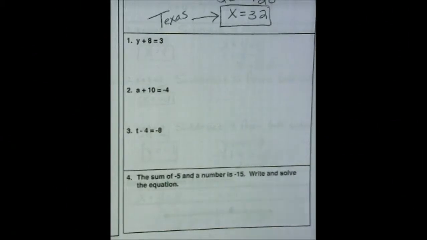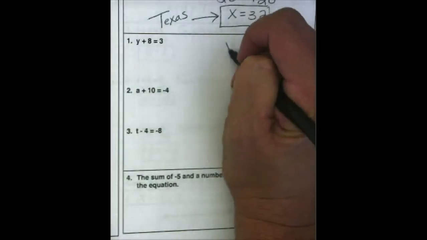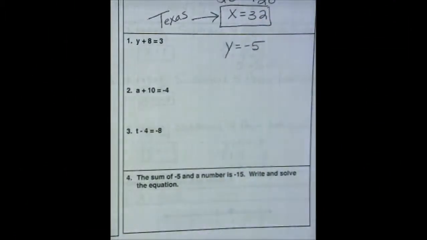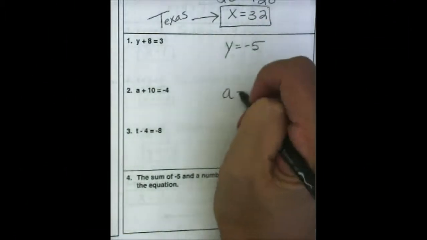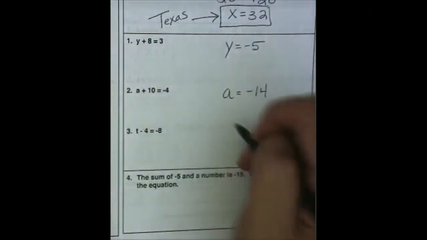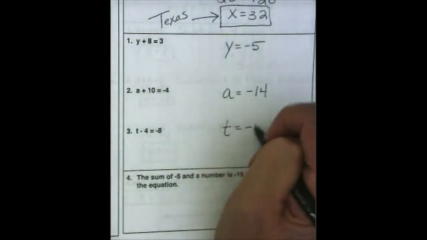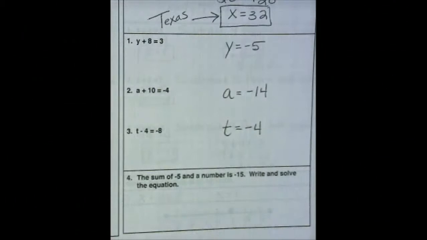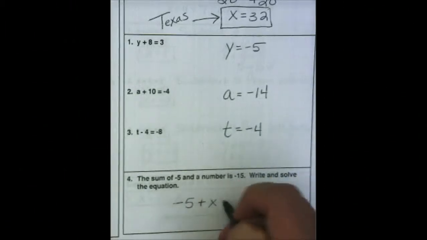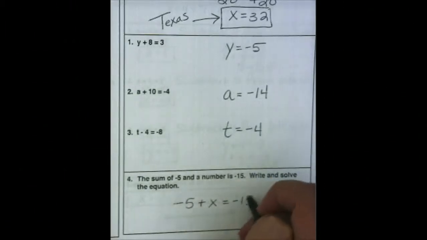Okay, you should have worked the problems at this point, and so the answer to number 1 is going to be y equals -5. The answer to number 2 is going to be a equals -14. And the answer to number 3 will be t equals -4. Number 4, the sum of -5 and a number is -15. Write and solve an equation. -5 plus x equals -15.